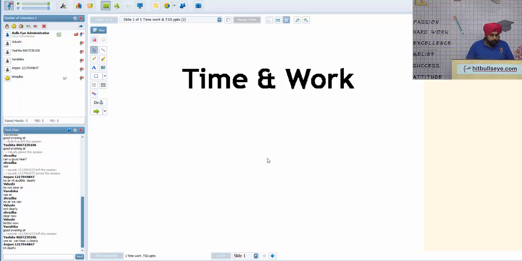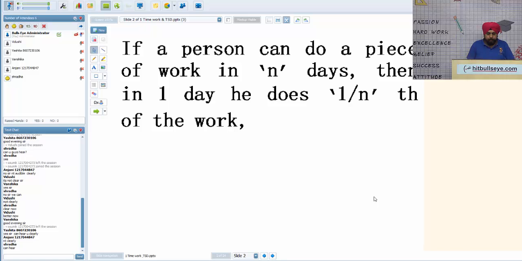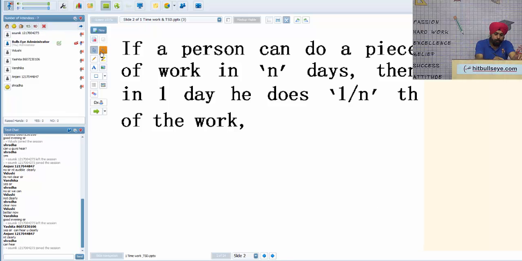Students, we are going to have the first topic, that is time and work. So here's the first concept on the same, students. If a person can do a piece of work in n days, then in one day the person does 1/n of the work, right?